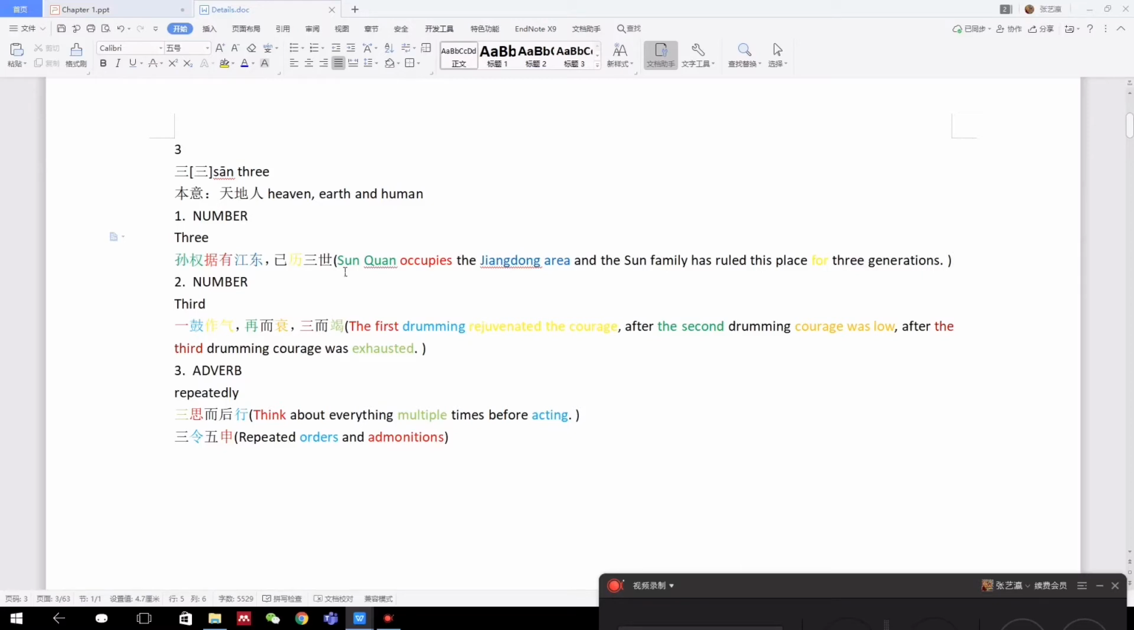Sun Quan is a person. He is an emperor, locally, not for the whole empire. 具有 is occupy. 具 is occupy, 有 is have. Jiangdong is the area near Shanghai nowadays. 以立三世 is past 3 generations. This is Sun Quan, and this is his empire, the local empire, not the whole China proper.